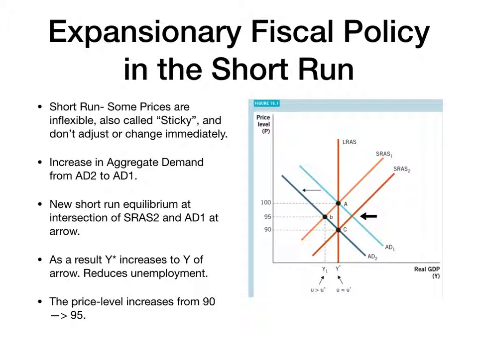An increase in aggregate demand from AD2 to AD1 would be the expansionary fiscal policy effect here. The original equilibrium is at point C, and the new equilibrium from shifting aggregate demand to the right will be represented by the arrow pointing to the left. As a result, the real GDP increases to whatever the real GDP is at that arrow, and there is a reduction in the unemployment rate. The price level also increases from 90 to 95.